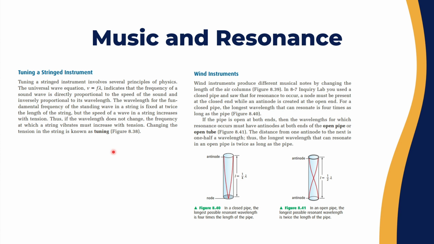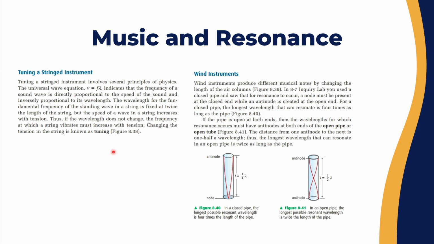We know as well wind instruments produce different musical notes by changing the length of the air column. So we can see here, if we go to the lab and we have a closed pipe, then the resonance would occur and the node must be present at the closed end while the antinode is created at the open end. If the pipe is open at both ends, then the wavelength for which the resonance occurs must have antinodes at both ends of the open pipe or the open tube.